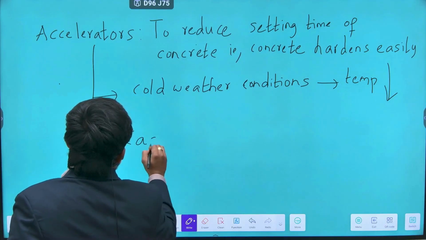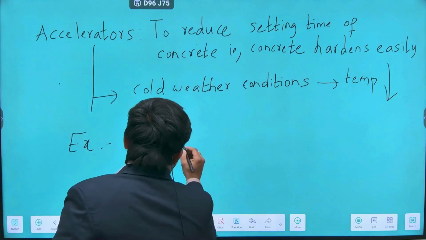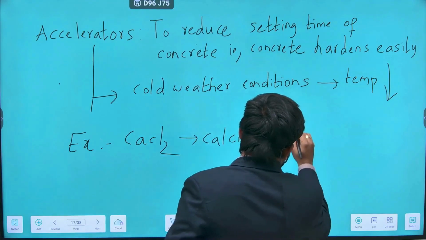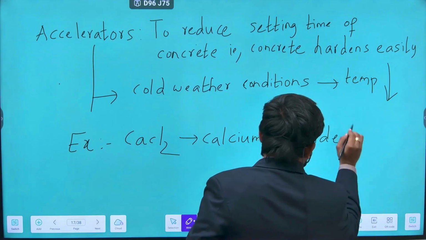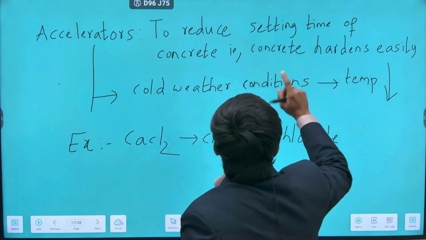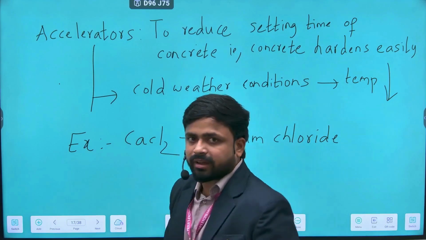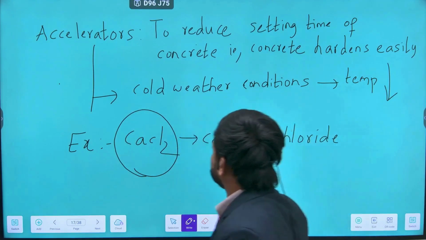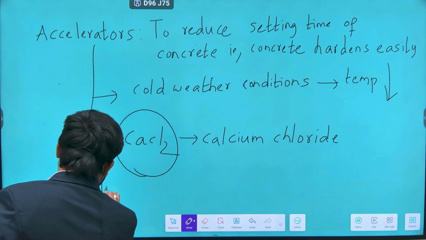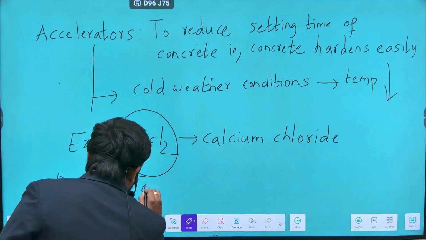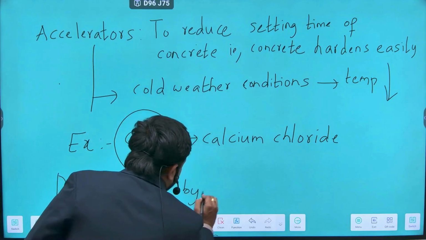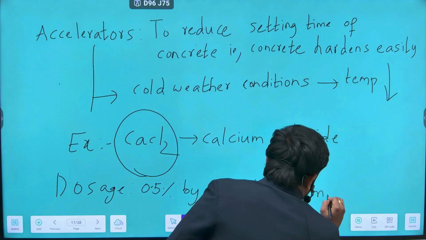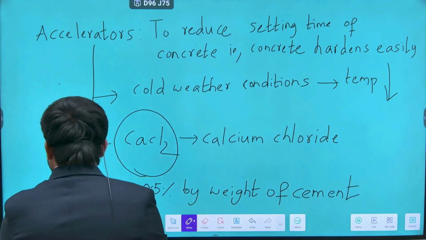Okay. What are the basic accelerators available in the market? Calcium chloride. If I want to reduce the setting time of concrete, that is, I want concrete to harden easily, rapidly, so I am going to add CaCl2. What is the dosage? Here dosage is also limited to 0.5 percentage, 0.5 percentage by weight of cement.